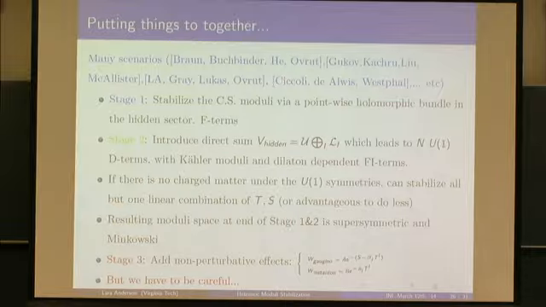Hopefully the tools that I set up so far, in principle, you could do things like you do in type 2. You want to do a multi-step process in which you stabilize different moduli with different effects. So the first natural stage would be to try and get rid of complex structure moduli via, for example, pointwise holomorphic vector bundles in a hidden sector. These would be F terms.